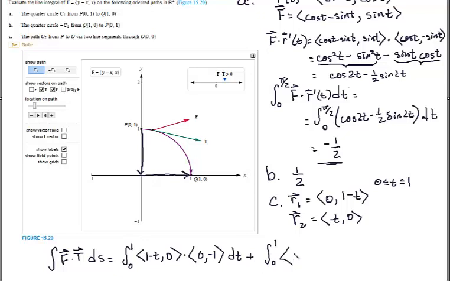plus integral 0 to 1 again. Now I need this f vector, and it's going to be y minus x on this r2, so y minus x, so that would be a -t, and then just the x is just a t. Dot product with the derivative there, which would just be 1, 0 dt. Evaluating this integral, you will end up with negative 1/2, which would be expected because it's what we got on the a part going from p to q.